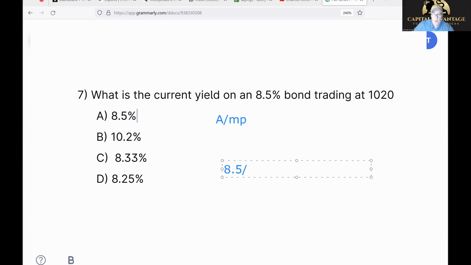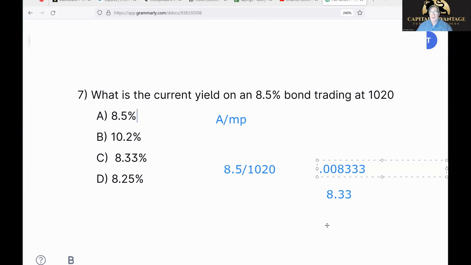8.5 divided by 1020. And that's going to give you, we'll do the actual math here. 8.5 divided by 1020 equals 0.0083, right? So that looks like a weird number, but look, it just kind of matches, right? 0.0083. Now we can just turn that into 8.33, because it really turns out to be 0.0083333, a bunch of threes.